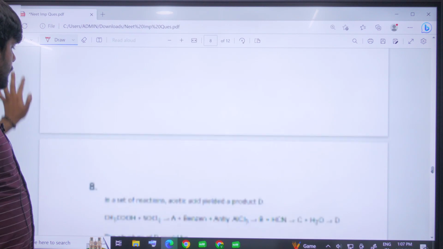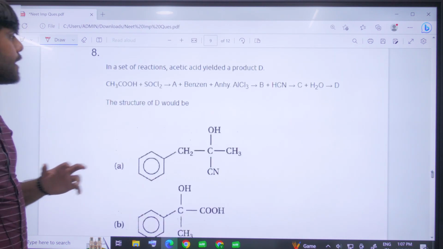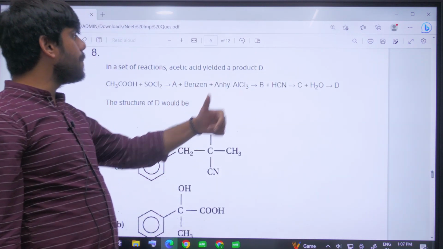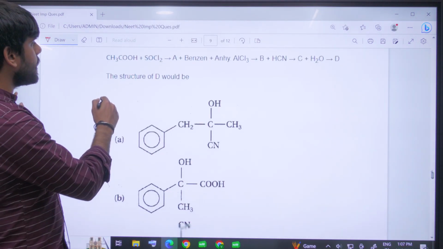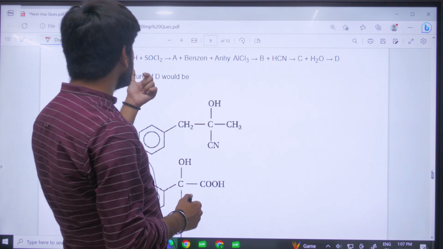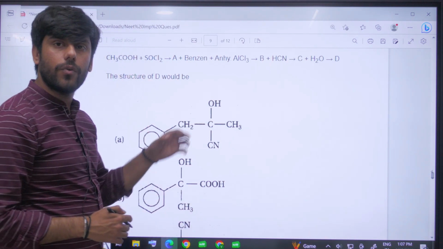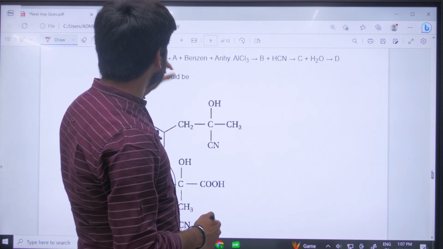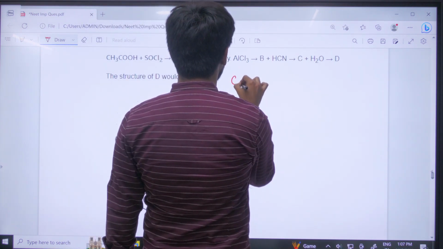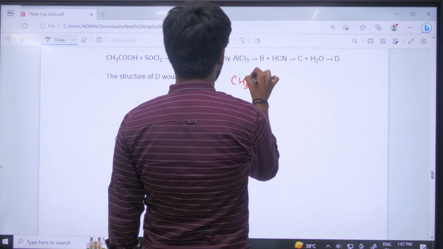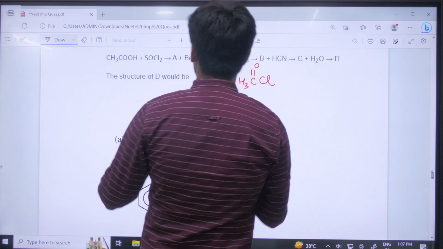We have already seen it. In a set of reactions, acetic acid yielded a product D. Again a sequence of reactions. So we have acetic acid. In the first reaction, it is treated with thionyl chloride. So you know this A will be your acid chloride, right? This is what I will have. This is my A.